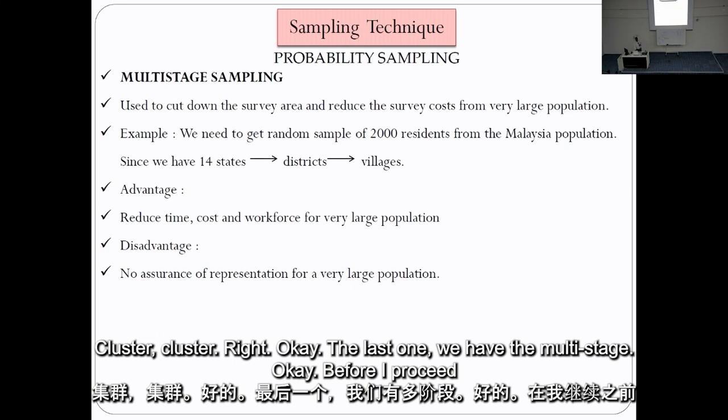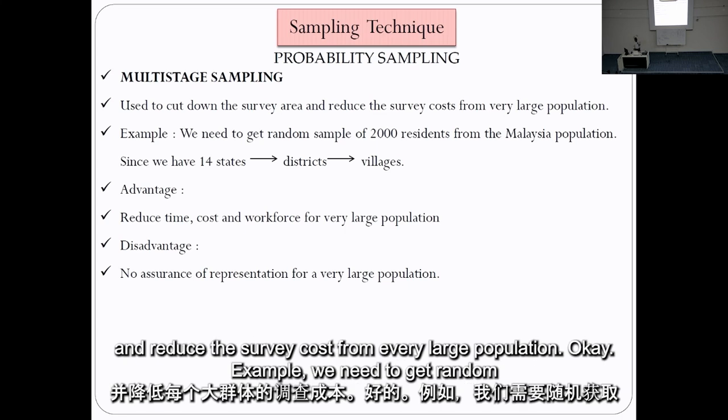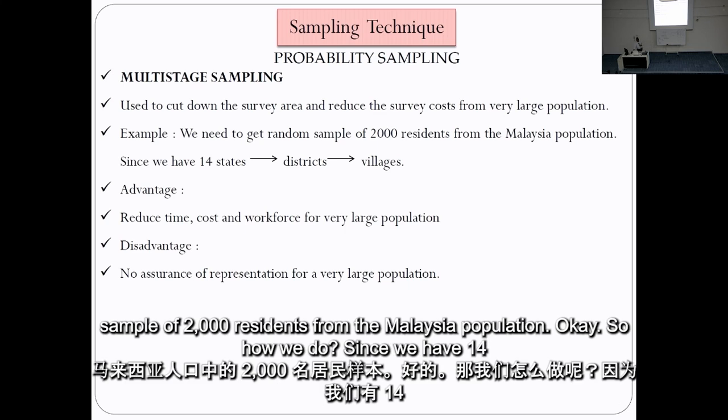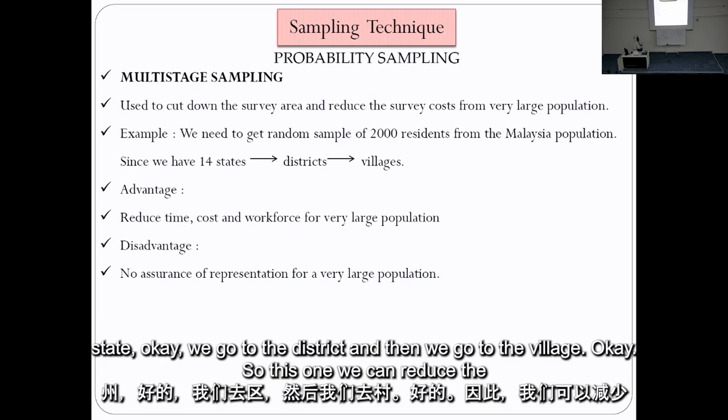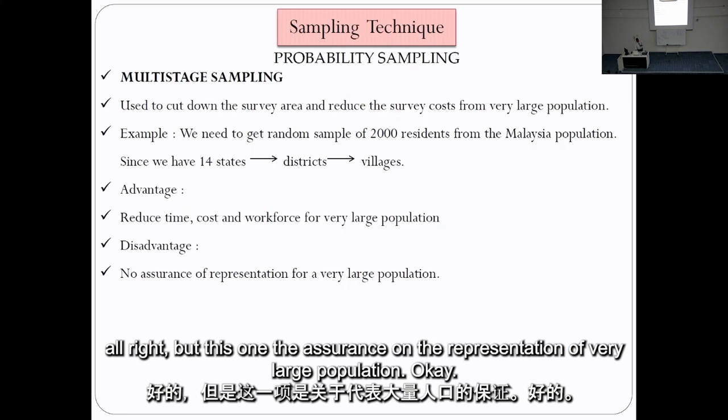The last one, we have multi-stage. Before I proceed with non-probability, during the tutorial. Multi-stage is used to cut down the survey area and reduce the survey cost for a very large population. For example, we need to get a random sample of 2,000 residents from the Malaysian population. How do we do it? Since we have 14 states, we go to the district and then we go to the village. So we can reduce the time and cost. It's more economical, but there is no assurance of representation for a very large population.